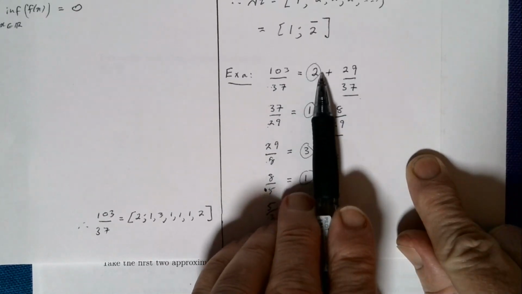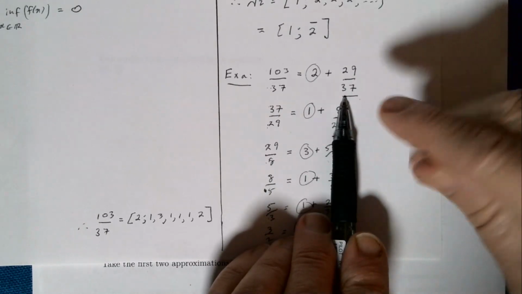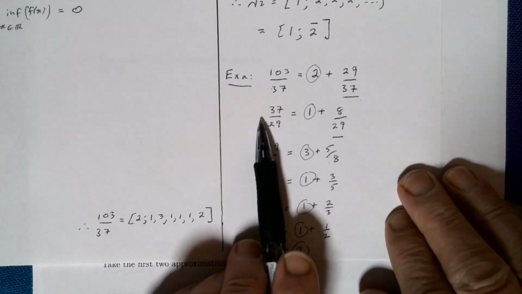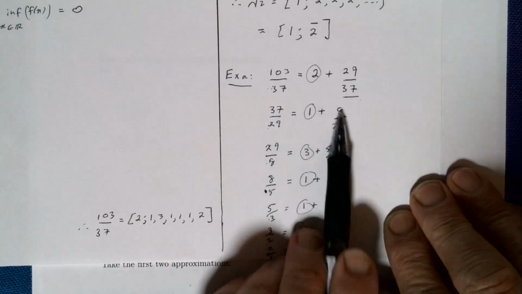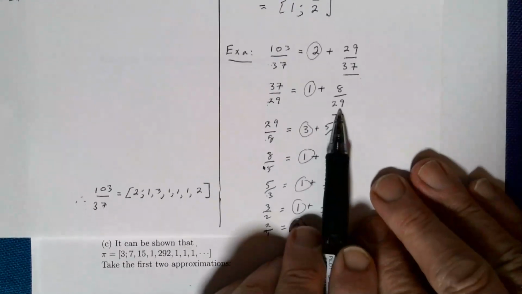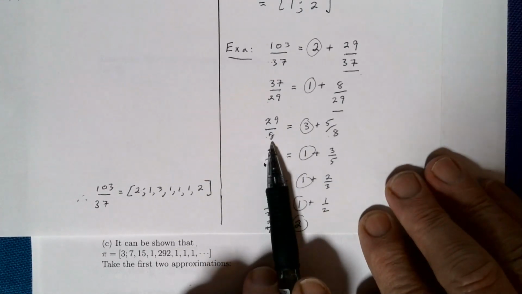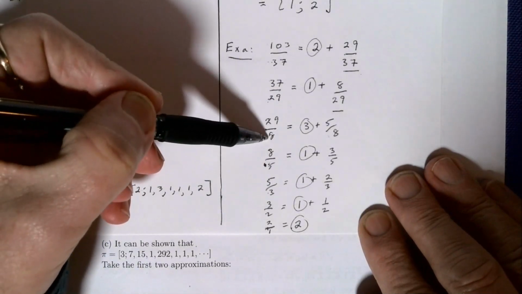So hang on to that number and then look at the fraction. We take the fraction, we flip it upside down, take its reciprocal. Again we do the division, it goes once, and then the remainder is 8 on 29. So hang on to that number. Take this one, flip it upside down, we get 29 over 8. Notice that the denominators are getting smaller every time.